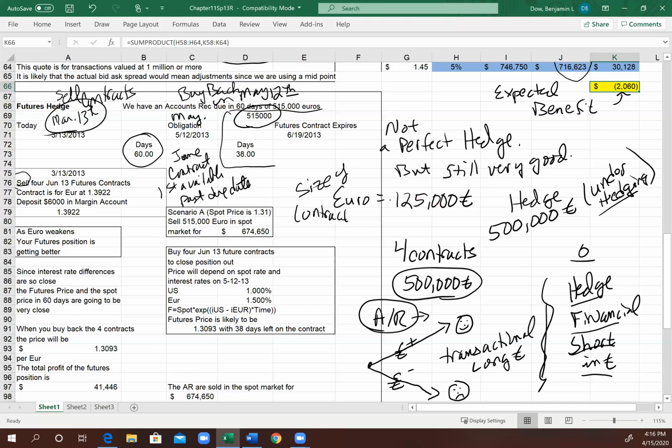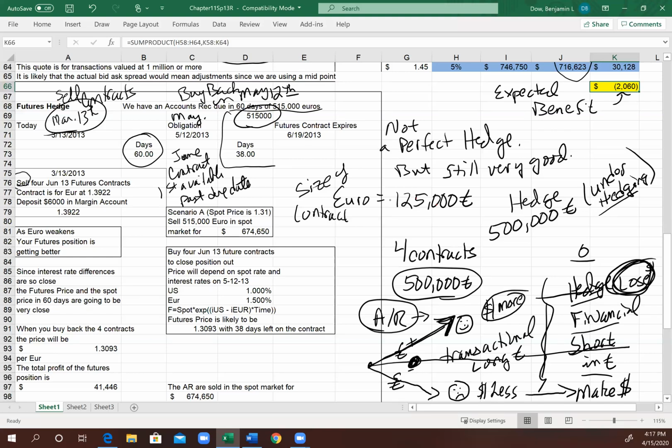Now, what's going to happen? Well, if it turns out that our receivables end up being worth more, we'll have more dollars from the receivables and our hedge will lose money. If the euro weakens, we'll have less dollars from the receivables, but we'll make money on our futures position. And if we add these back in together, where will we be? We'll be right back here in the middle. Because as much as our receivables go up in value, that's how much we'll lose from the futures contracts. And if our receivables go down in value, that's how much money we'll make on our futures trade, our financial position. Okay? So everything's going to end up balancing out.